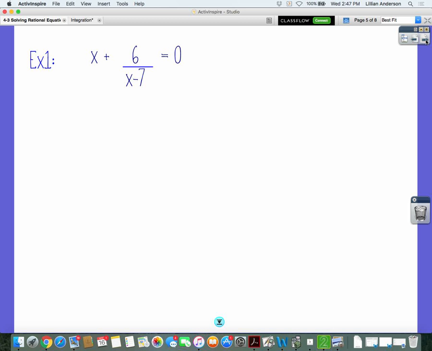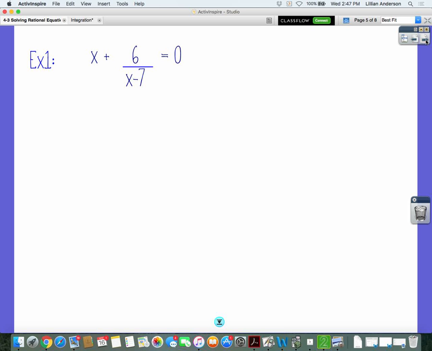So, the easiest way to demonstrate this is, of course, by example. So we'll start off, again, these are the easier ones today. We have x plus 6 over x minus 7 equals 0. This is a rational equation because we do have a fraction where we have a variable in the denominator.